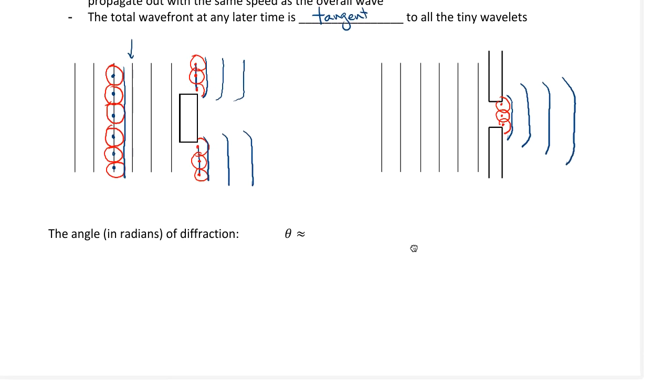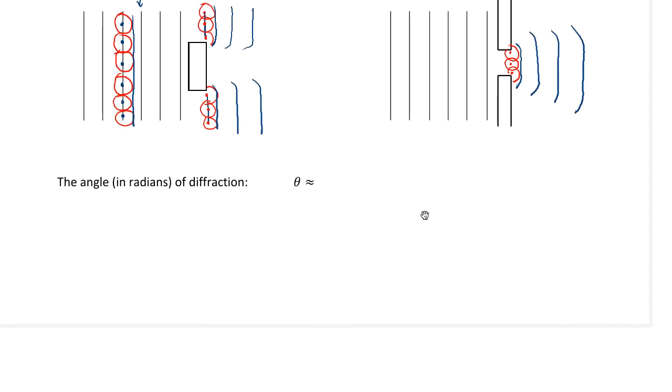Now, you can also quantify the amount of bending that happens, and we could get more precise about this, but for now we'll say that the angle in radians of diffraction, and what I mean by that is if we measure from the center out towards the edge, this angle here, that angle there, theta, is roughly equal to the wavelength of the waves divided by either the width of the opening or the length of the obstacle. So I'm calling this distance in both cases d. That's the width of the opening or the width of the obstacle.